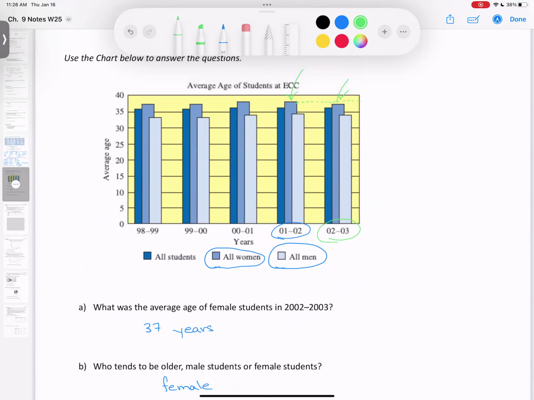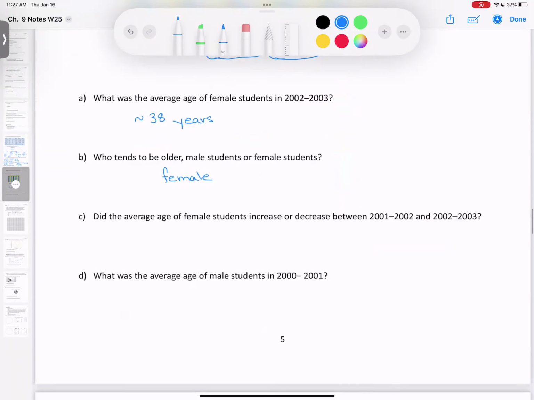If you extend that bar, I'm guessing actually that's probably 38 to 37. So perhaps I should have answered question A as 38. I'm going to change that. Okay, because I can see that we're looking at somewhere around 38. It is decreasing very slightly in that second one. And so the average age has decreased.